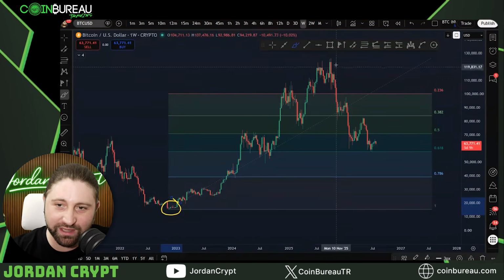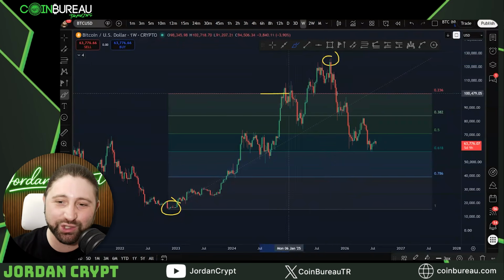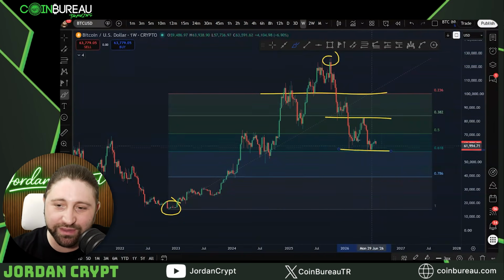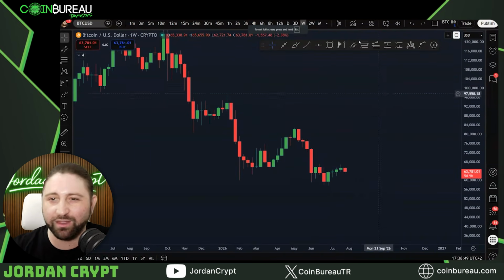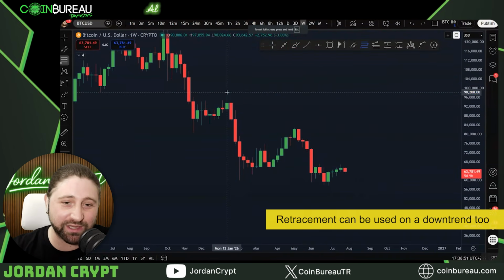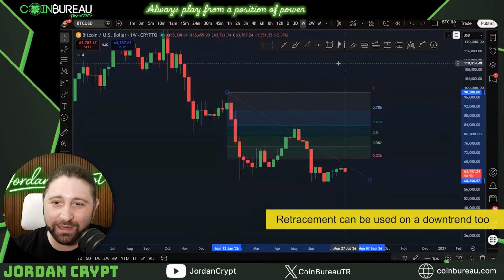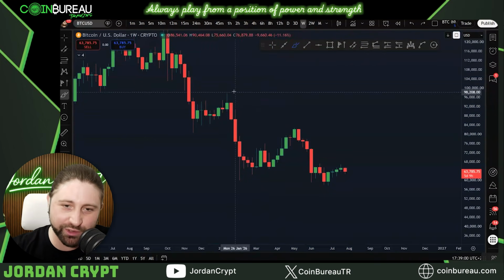Once you draw this in, you will very quickly see the extreme accuracy of these levels. And these exist all over the charts on all of the coins and all of the timeframes. The retracement can also be used in a downtrend simply by flipping it upside down, as long as you do correctly identify a completed trend.